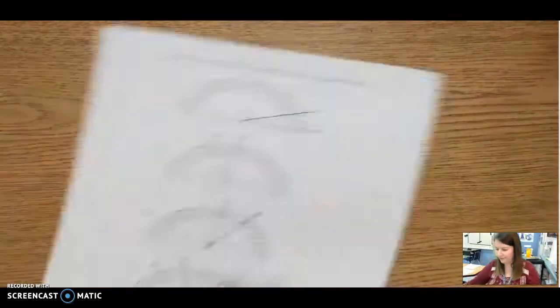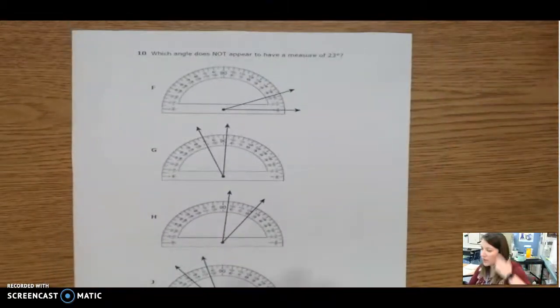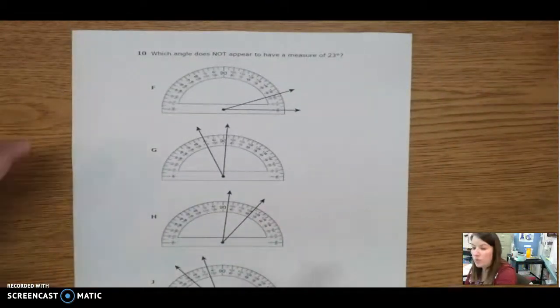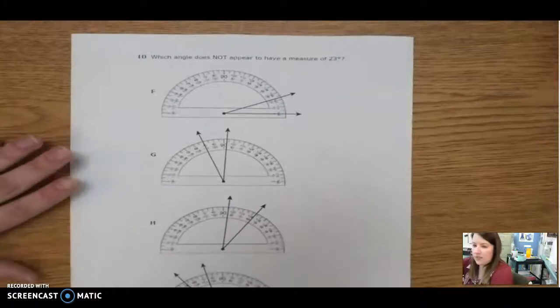All right, so let's review the 3 types of questions you will see on your assessment, and then you guys will take your test, okay? So let's take a look. Here is the first type of problem. Now you won't see these exact problems on your test, but you will see very similar ones.